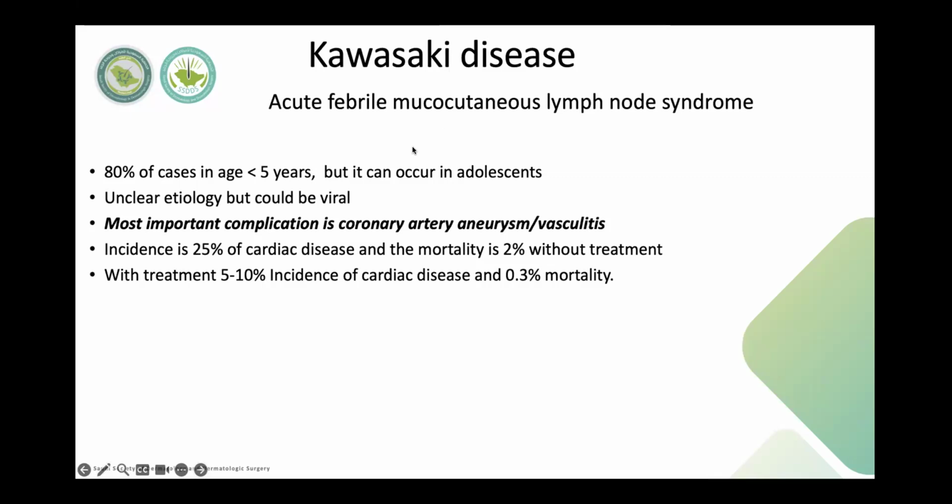Most important complication to be aware of is the coronary artery aneurysm and vasculitis, so it can lead to mortality. So the incidence of the cardiac complication is around 25% without the treatment, and the mortality is 2% without the treatment. If they use the treatment, the incidence will be 5 to 10%, and the mortality will be around 0.2 to 0.3%, so less by almost 10 times.